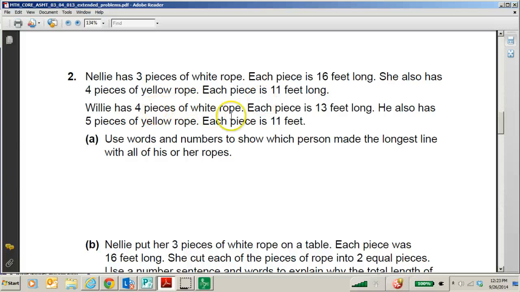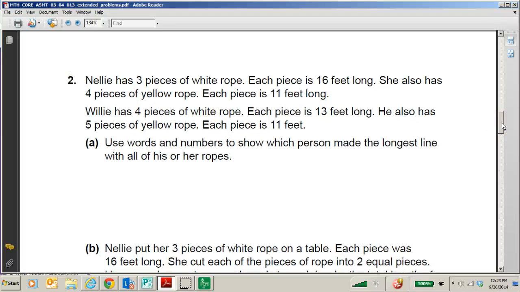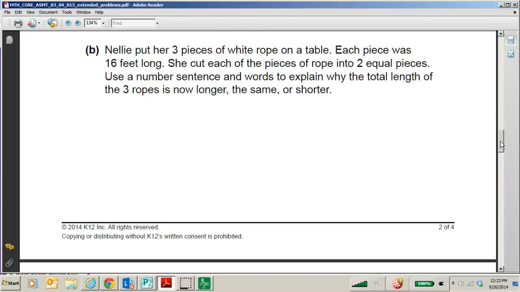Willie has 4 pieces of white rope. Each piece is 13 feet long. He also has 5 pieces of yellow rope. Each piece is 13. So you could draw models for Nelly and Willie, and it says use words and numbers to show which person made the longest line. Now we're not expecting students to say 16 times 3 with the standard algorithm. We're expecting students to draw this with a base 10 model, and then they can count by tens and ones.